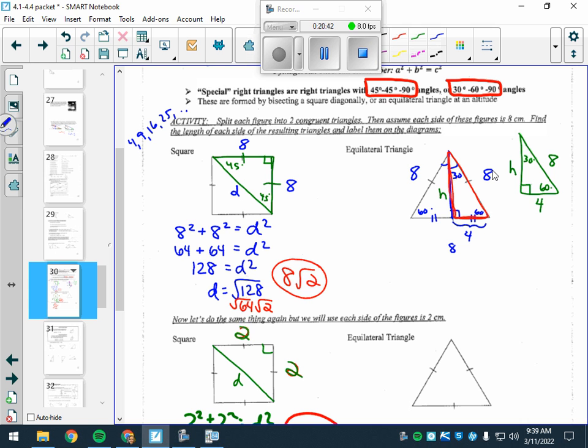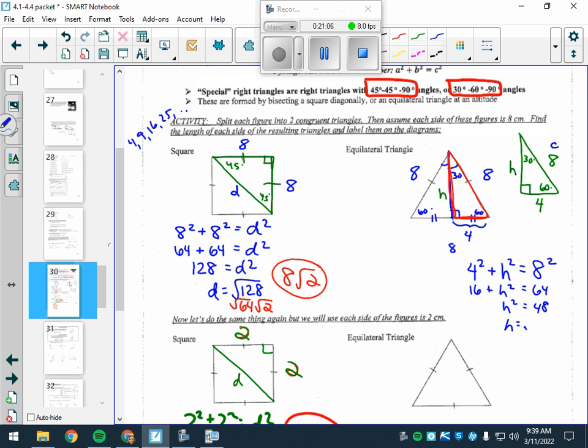All right, so our preferred method here is going to be Pythagorean theorem. So we're going to do 4 squared plus h squared equals 8 squared. Remember, the c is the hypotenuse, so in this case, 8 is c. So we've got 16 plus h squared equals 64, and h squared equals 48.